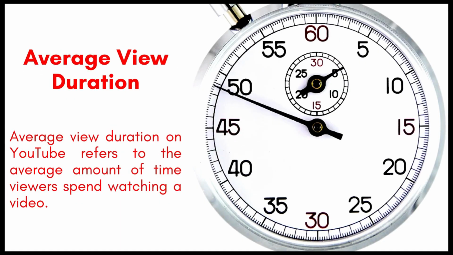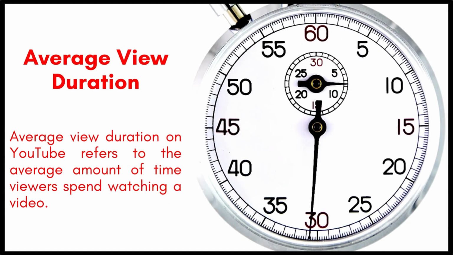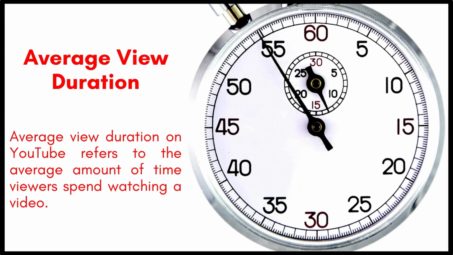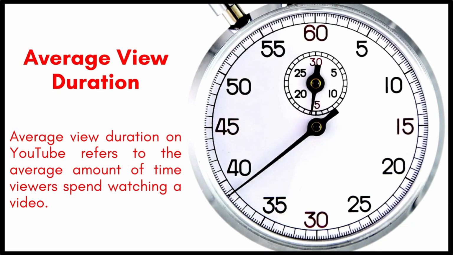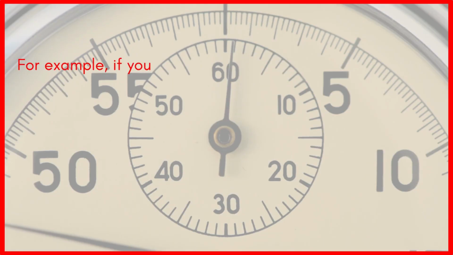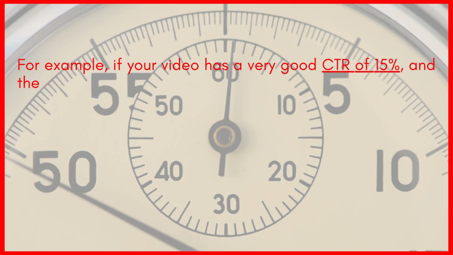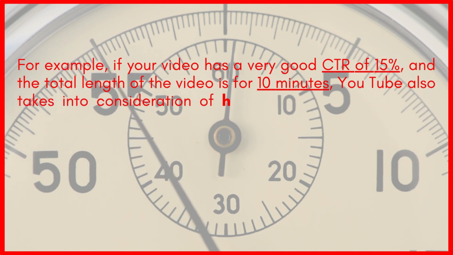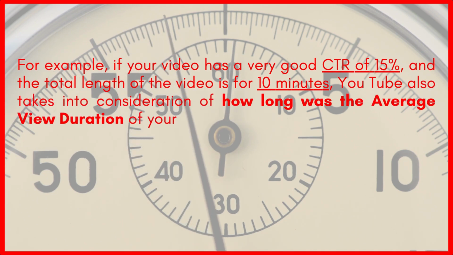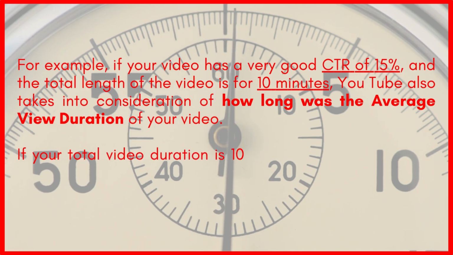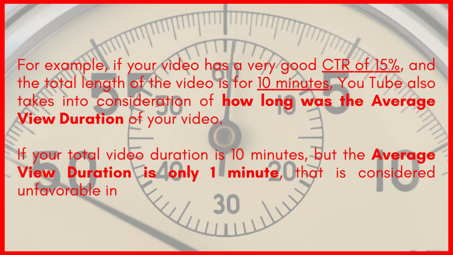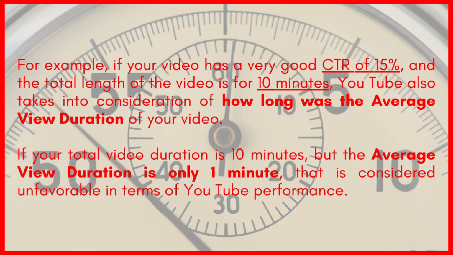Average view duration. Average view duration on YouTube refers to the average amount of time viewers spend watching a video. It is a metric that measures the average length of time viewers remain engaged with a video before clicking away or exiting. For example, if your video has a very good CTR of 15% and the total length of the video is 10 minutes, YouTube also takes into consideration how long the average view duration of your video was. If your total video duration is 10 minutes, but the average view duration is only 1 minute, that is considered unfavorable in terms of YouTube performance.